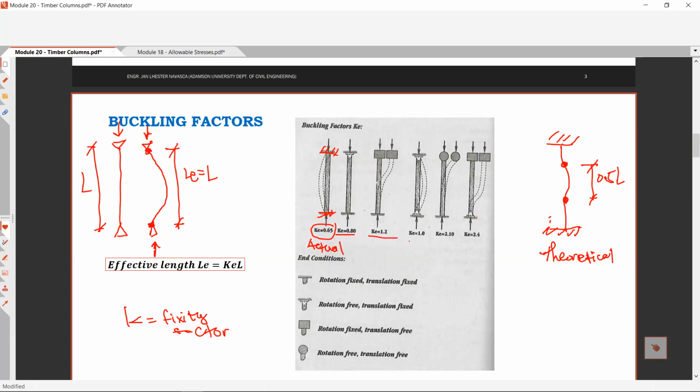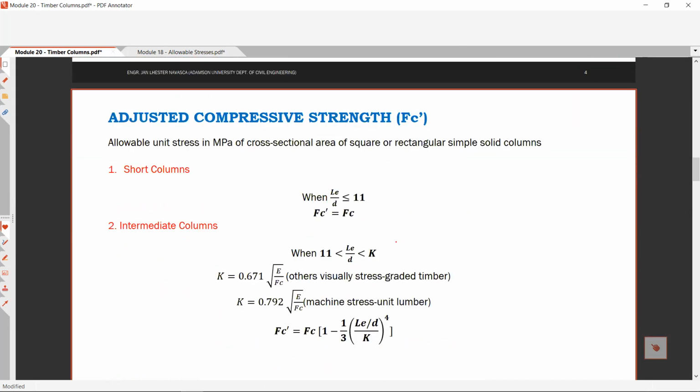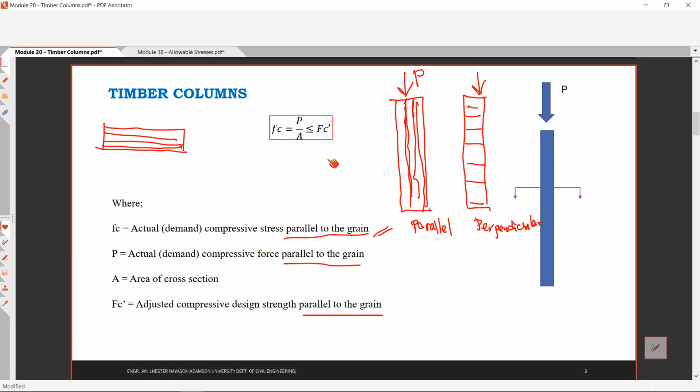Okay, so ito lang yung gagamitin nating mga values. So be familiar lang dito. So para malaman mo lang yan is you will base the end conditions. So depende yung fixity factor dun sa end conditions. Okay? So what are the adjusted compressive strength, 'di ba? Balik tayo dito, 'di ba ang working formula lang natin should be this one to determine if your column is safe or not, 'di ba? So force over area shall be less than or equal to the adjusted compressive strength.